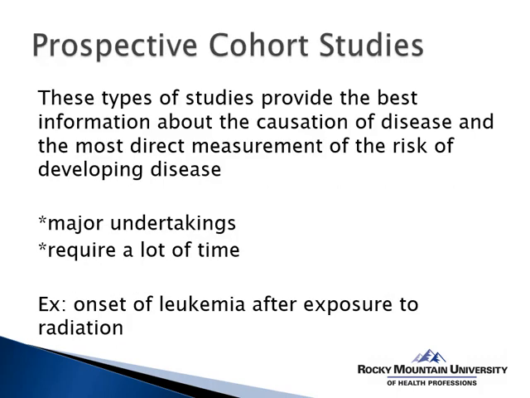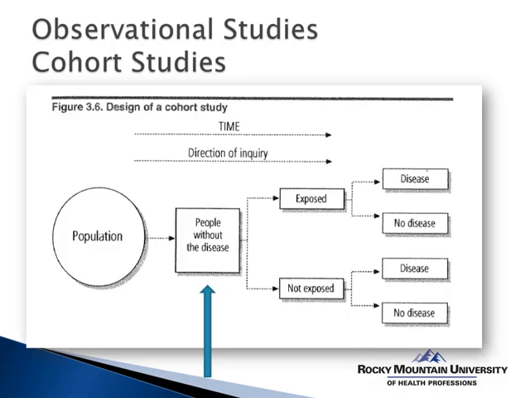We'll see a nice example of that in just a bit. Now, these types of studies provide the best information about causation of disease and the most direct measurement of the risk of developing disease. But these are major undertakings and they require a lot of time. For example, how long do you have to follow people for after they've been exposed to radiation to see if they develop leukemia? That would take a long time.